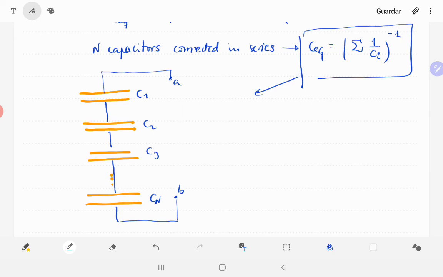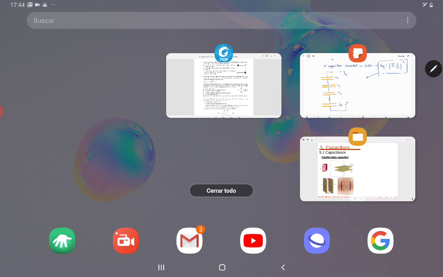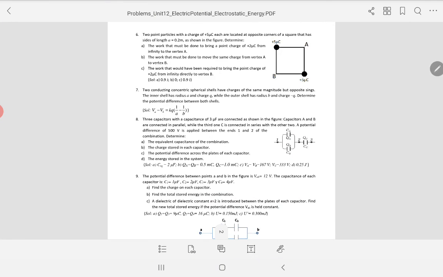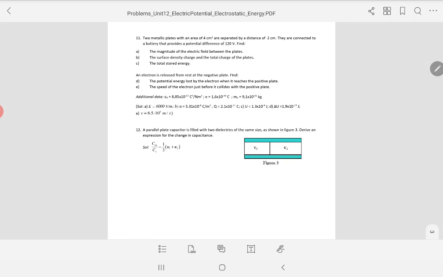Before stopping this video, I wanted just to mention the problems you can try to accomplish right now. You could take a look again at number 7 and see that this number 7 is in reality a capacitor, because it's built up with two conducting concentric spherical shells that have the same magnitude but opposite sign, which is a capacitor. Then you could do problem 8, and you could also solve problem 11. So thank you for your attention. I hope it was useful.